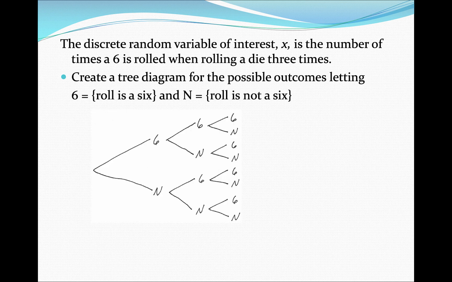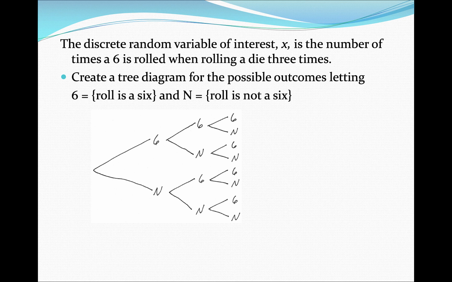So if you create a tree diagram, it looks like this. And you can see there are 8 possible outcomes in that diagram. Of course, the first roll you get a 6 or an N, and then on each of the remaining rolls you get either a 6 or not a 6. The N stands for not a 6.